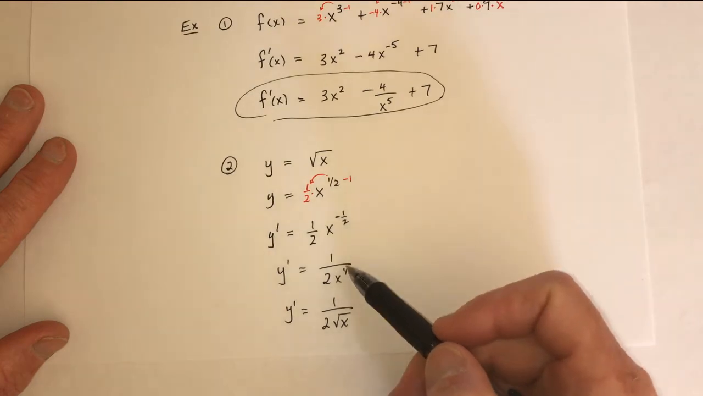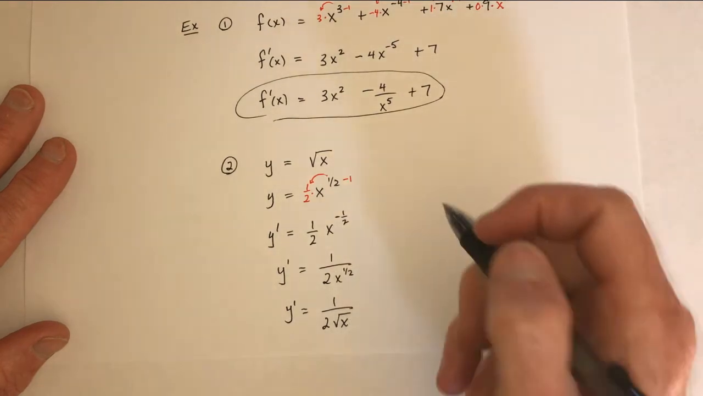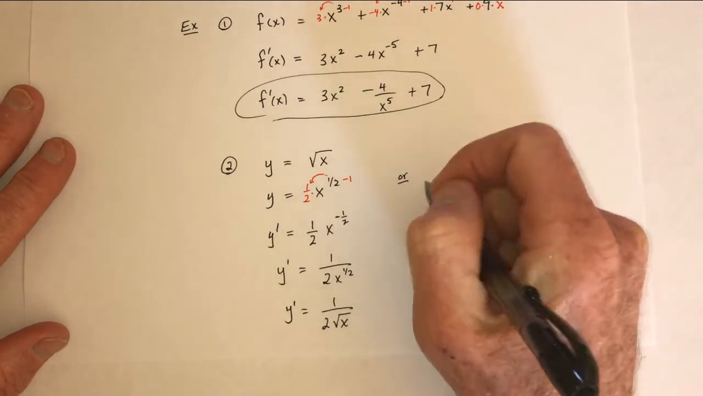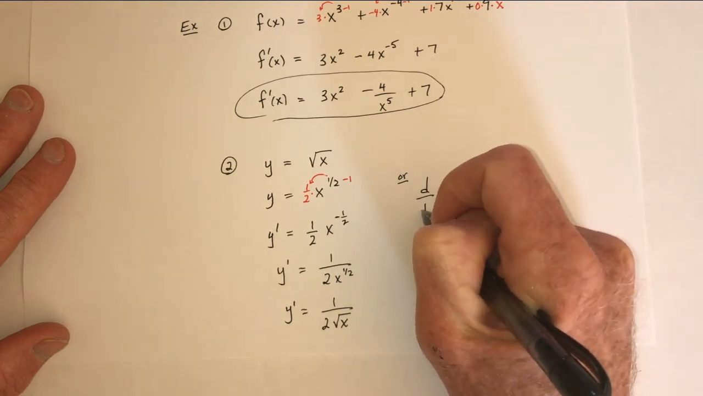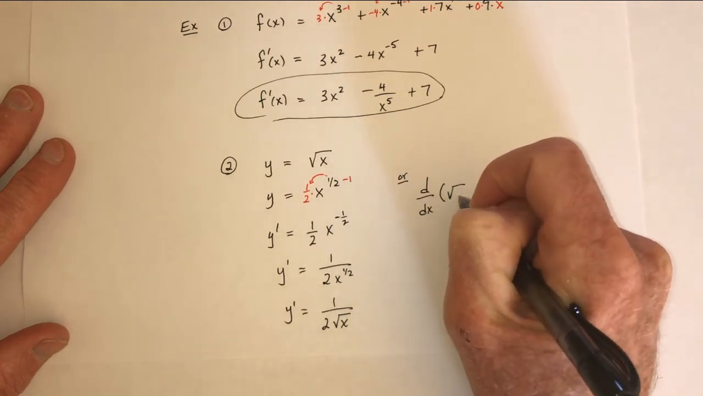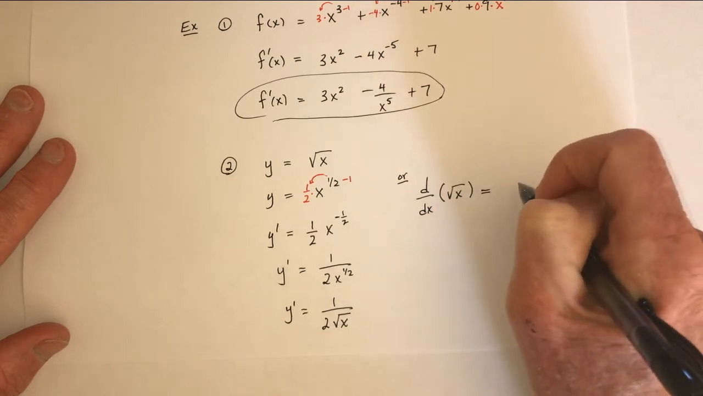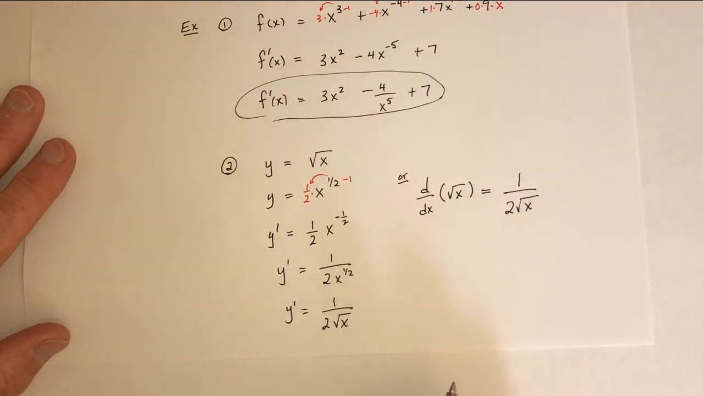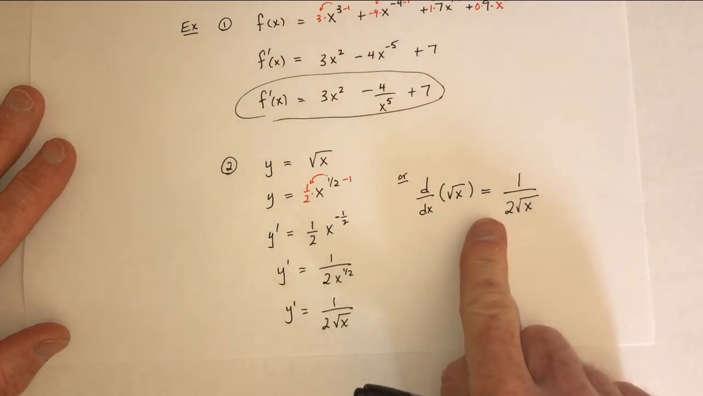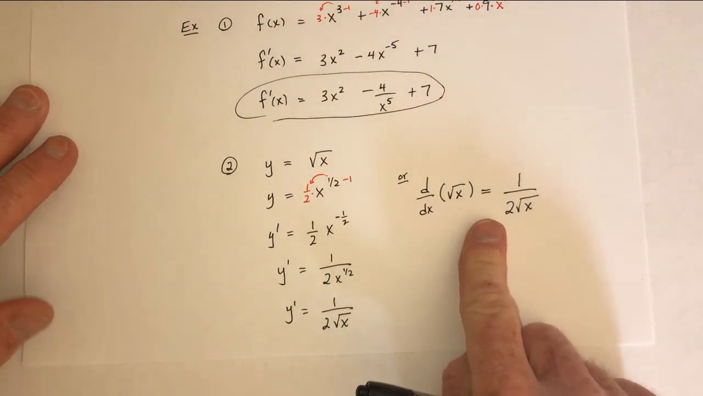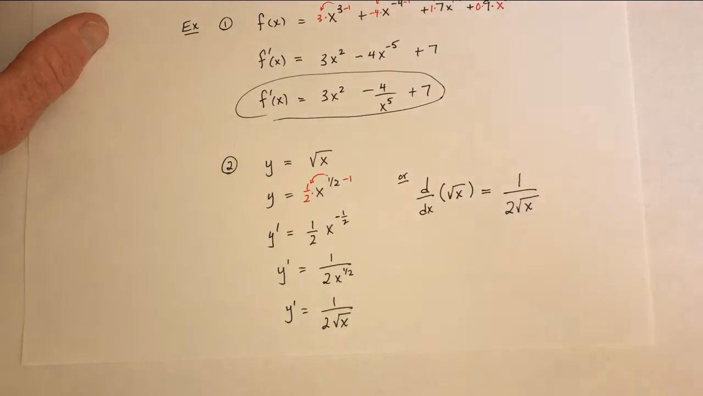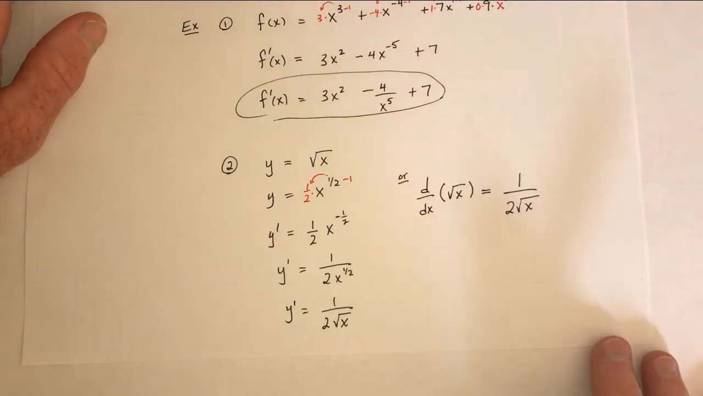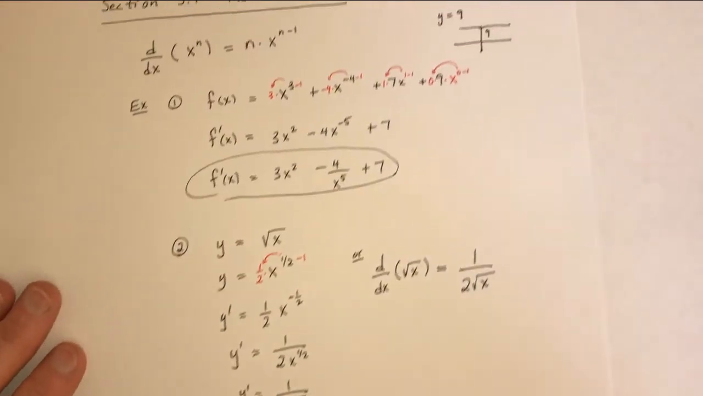So 1, 2, 3, 4 steps. Or you could just remember the derivative of the square root function is equal to 1 over 2 times the square root function. That little shortcut right there can save you a lot of time. Okay, then on to some more examples. Example number 3.